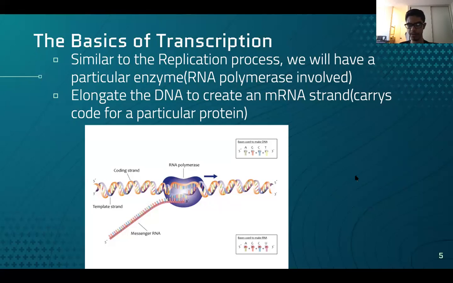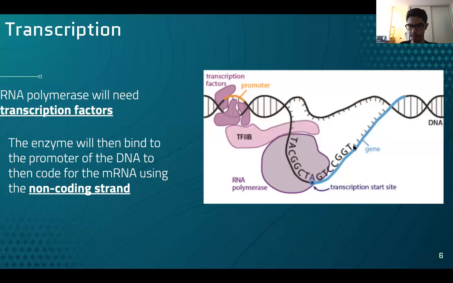Okay, so after we covered replication, let's look at the basics of transcription. So it is similar to the replication process, but we will have a particular enzyme mainly in play, and that's RNA polymerase. What RNA polymerase does is that it elongates the DNA to create an mRNA strand. So it essentially carries a code for a particular protein, right? In the end, that's translation. But basically, we need the RNA polymerase enzyme to create that mRNA. And we will examine that process further in detail.